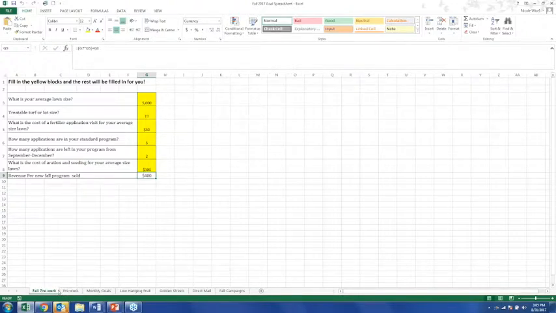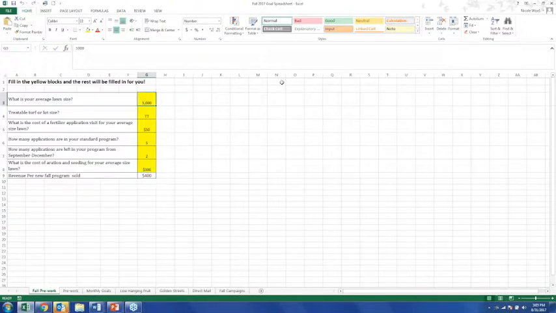I call this tab at the bottom, this worksheet, the pre-work. It's kind of setting up, what are we looking to get? How many customers? How much new revenue? What are our goals for these upcoming weeks and months? So let's start out here.